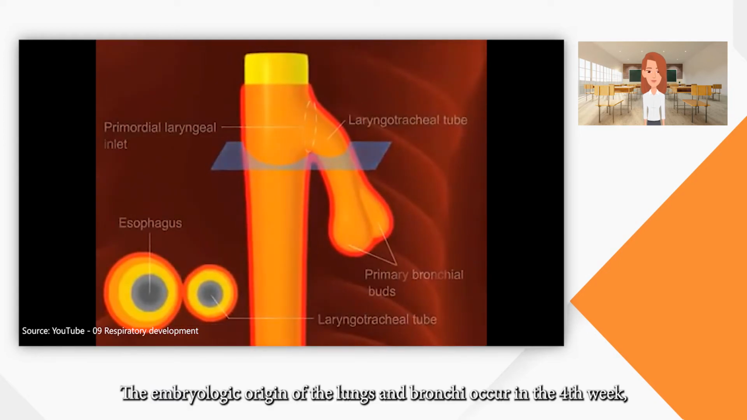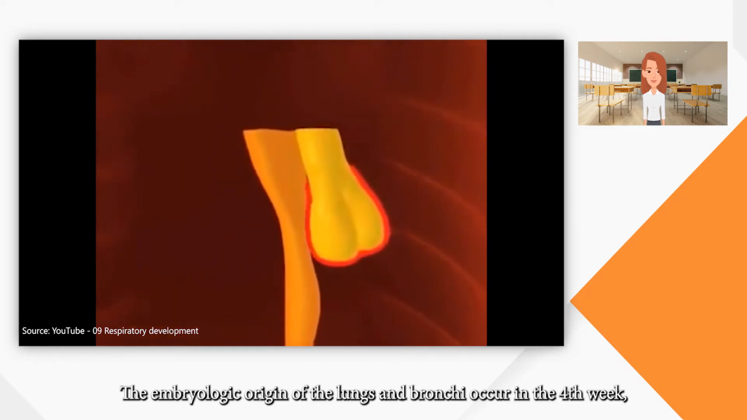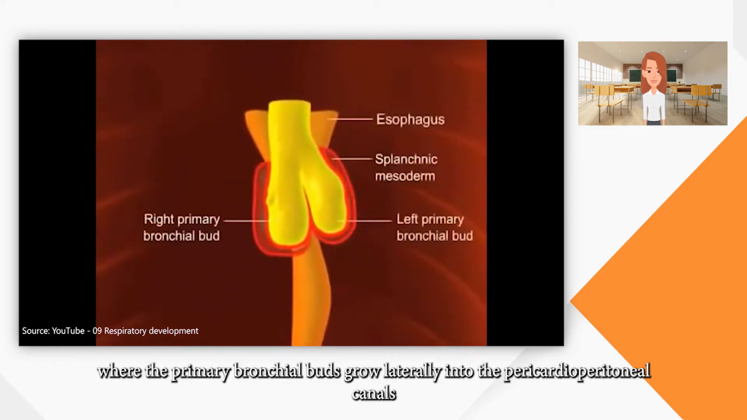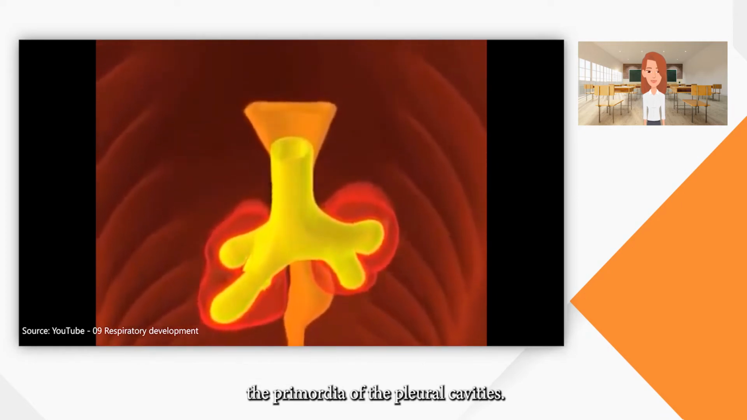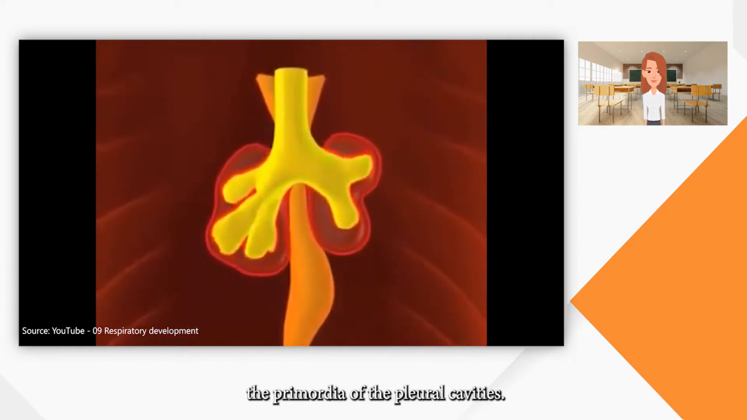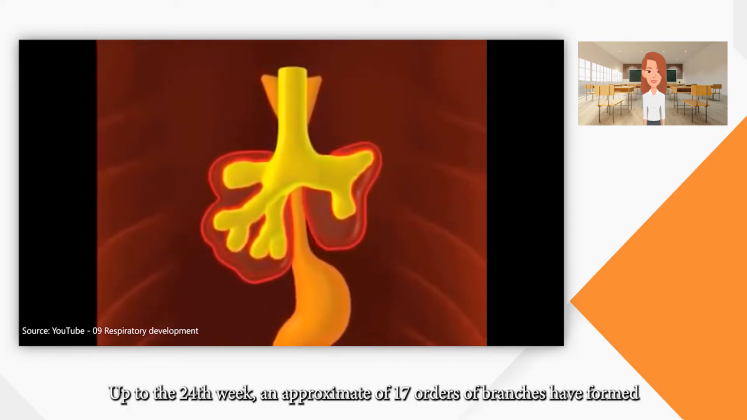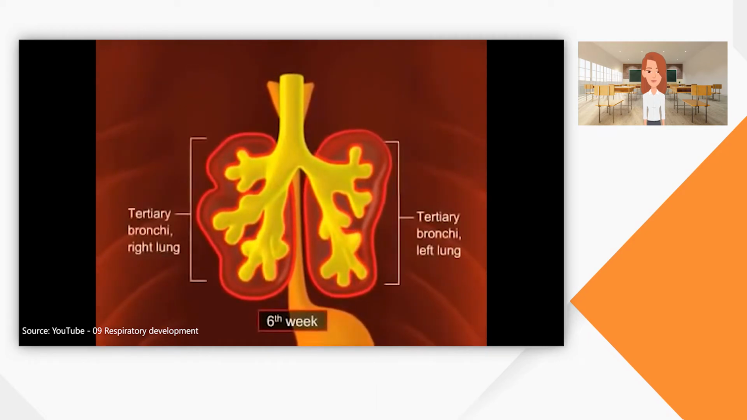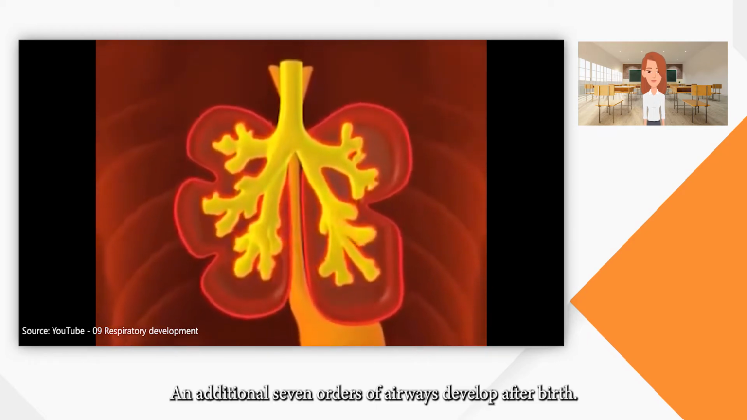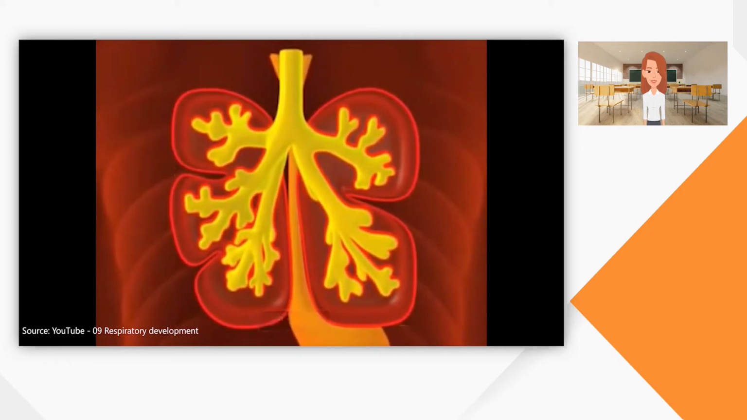The embryologic origin of the lungs and bronchi occur in the fourth week, where the primary bronchial buds grow laterally into the pericardio-peritoneal canals, the primordia of the pleural cavities. Up to the 24th week, an approximate of 17 orders of branches have formed, and respiratory bronchioles have developed. An additional 7 orders of airways develop after birth.